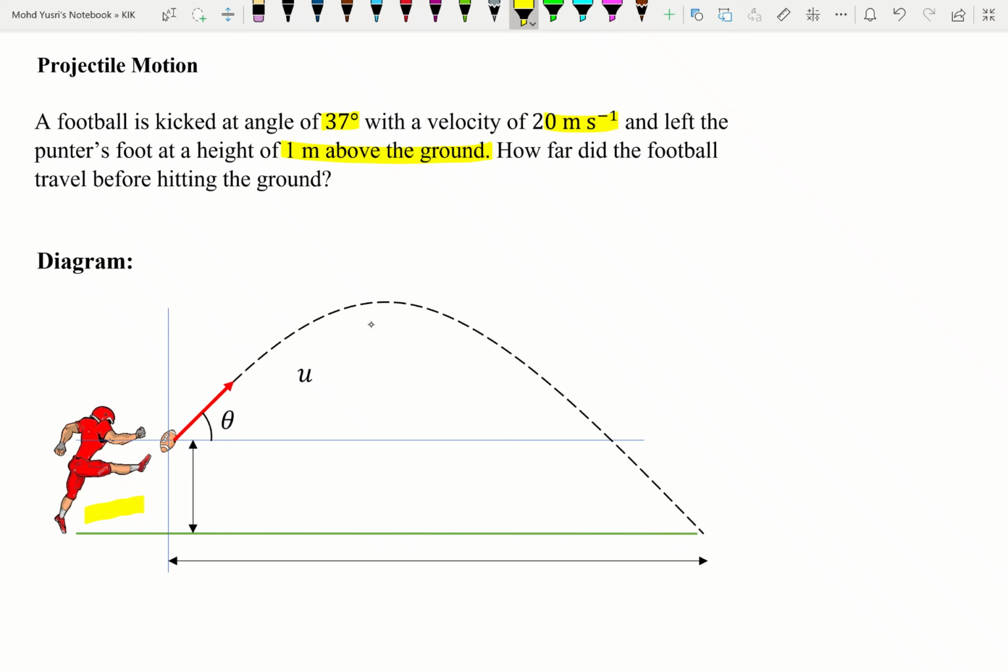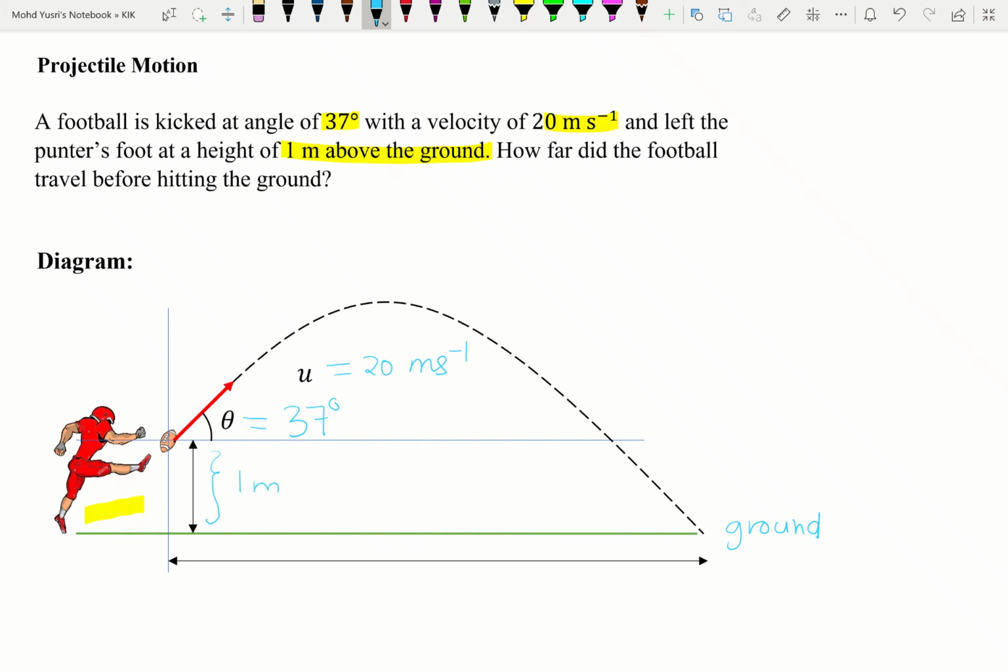Based on the question above, the important information given is, first, the angle here is 37 degrees to the horizontal. The question mentioned that the initial velocity is 20 meters per second. The question also mentioned that the height of the punter's foot is 1 meter above the ground. So imagine this is the ground, so the displacement of 1 meter is here.